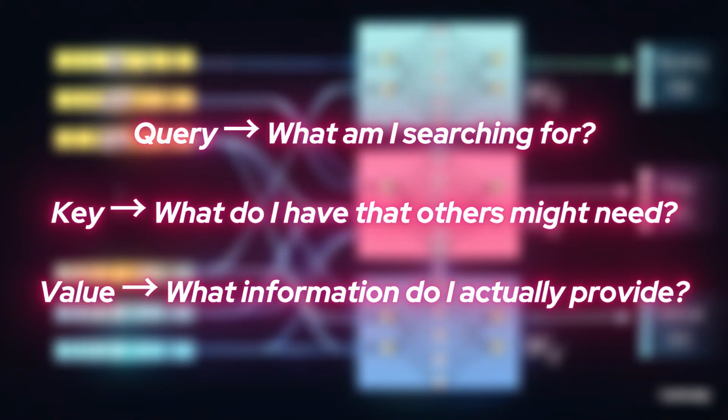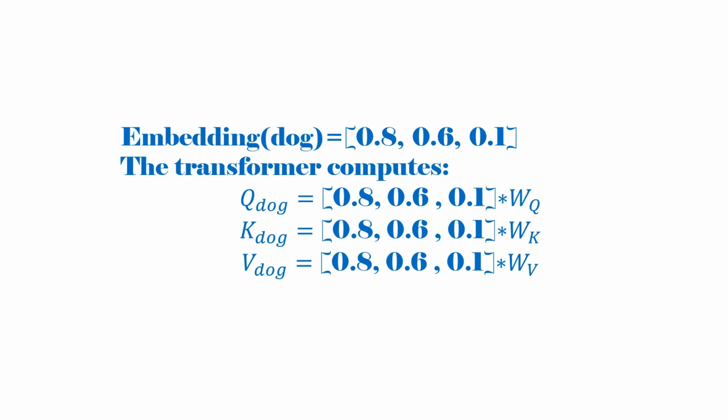The key represents what this word offers to other words, and the value represents the actual information this word carries, which will be passed forward based on the attention it receives. Bear in mind that now, for each word, we have 3 different vectors.